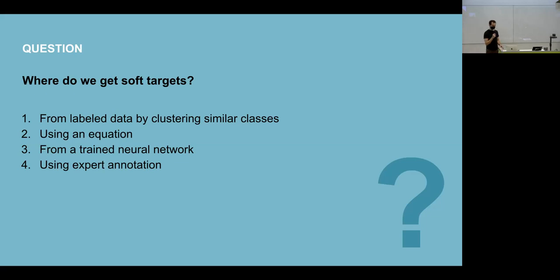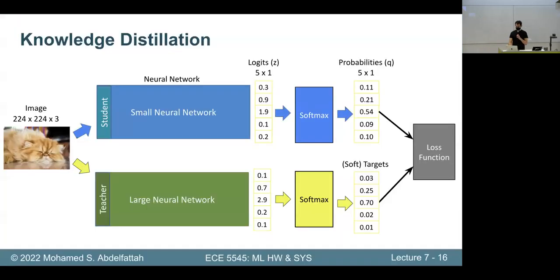I mean, for the purpose of knowledge distillation and how people do it in practice today, it's like most of you guessed, right? So we're using the output of a trained neural network as the teacher. So we're using that as the way to get these soft targets. And so this is what it looks like.